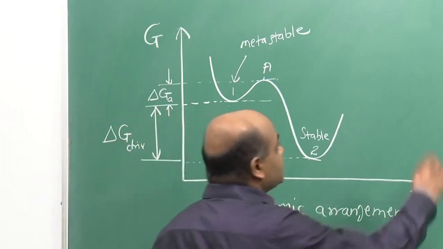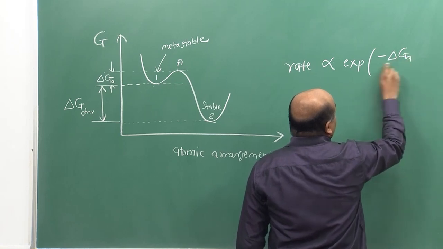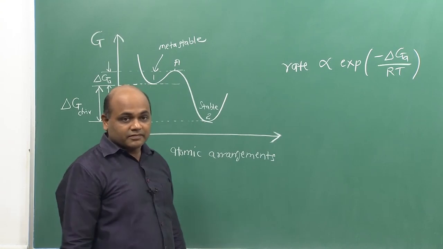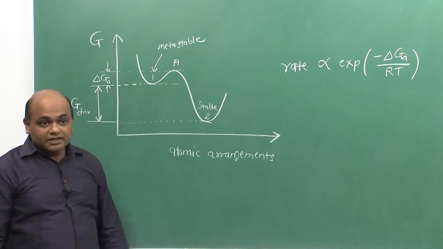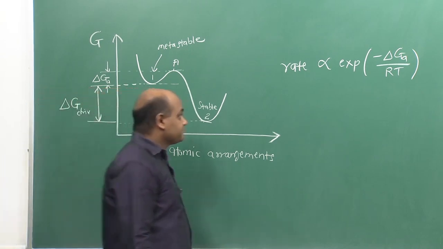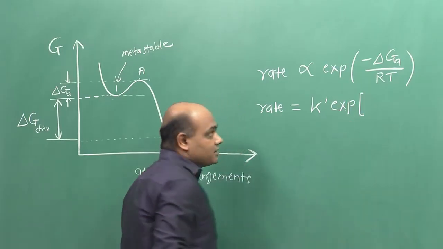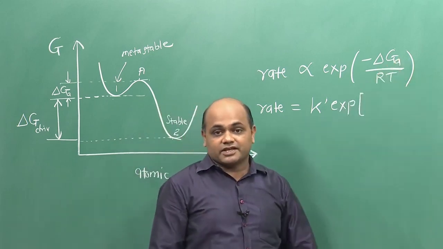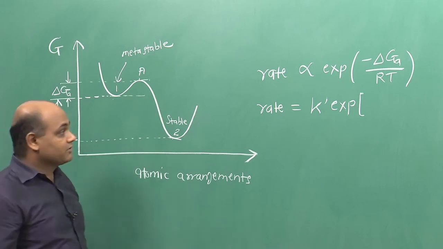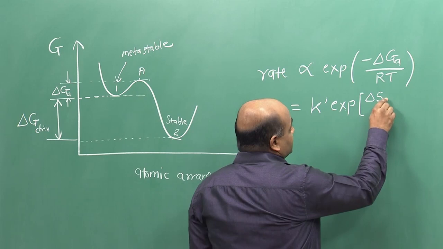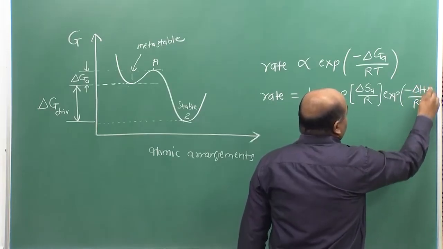In this particular case, the rate is proportional to exponential minus delta G A by R T. In the simple theory of kinetics, the rate is proportional to exponential of minus delta G A by R T, where delta G A represents the energy barrier or activation energy. Or we can write rate is equal to some constant k prime times exponential. Now, delta G A can be written as delta H A minus T delta S A, where delta H A is the enthalpy of activation and delta S A is the entropy of activation. So, we can write this as exponential delta S A by R times exponential minus delta H A by R T.